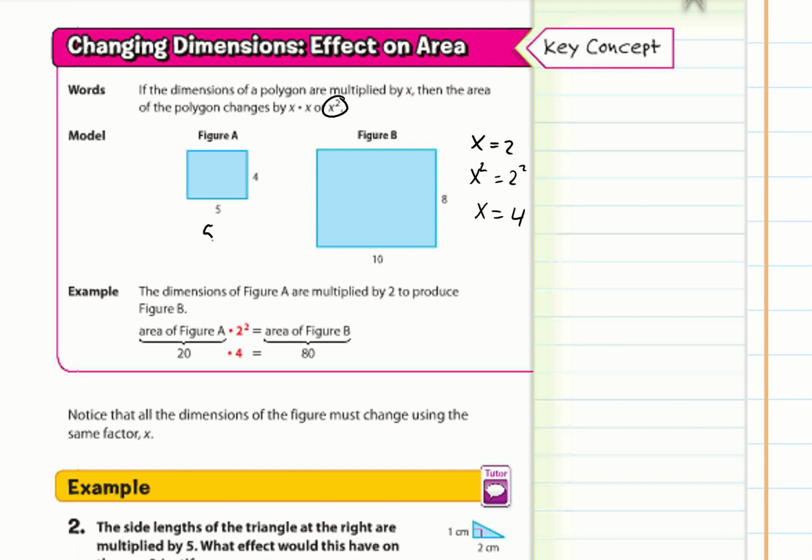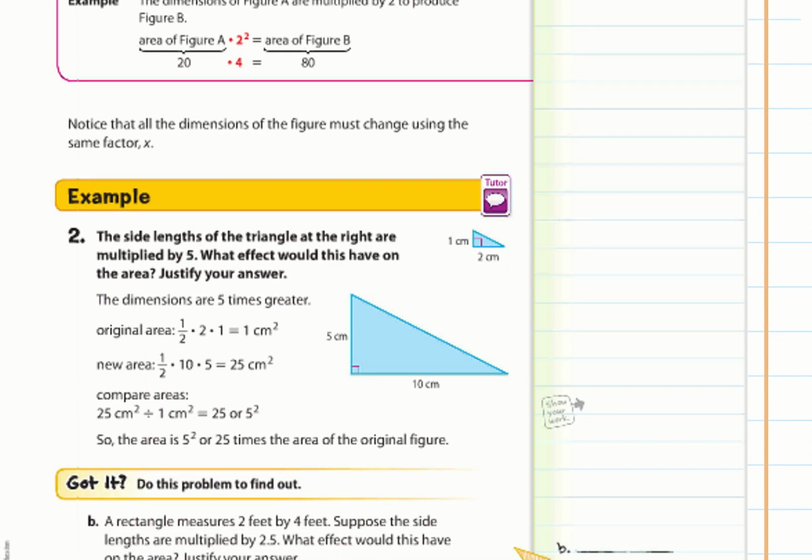And I'm going to show you so. 5 times 4 equals 20. 10 times 8 equals 80. So if you notice, my area is 4 times as great. So we're going to try example 2.